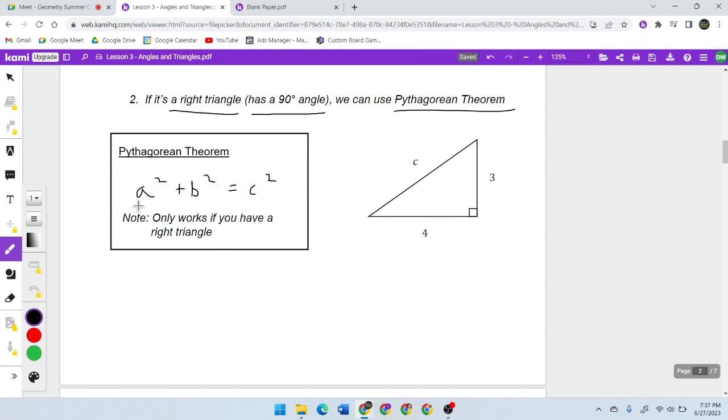Here a squared and b squared are the legs of the triangle, in other words, the bottom or the side. And c is specifically called the hypotenuse. The hypotenuse is always the side that's across from the right angle. So in this triangle, this c right here is the hypotenuse because it's on the other side from the right angle. The hypotenuse is also special because it will always be the longest side of your triangle.